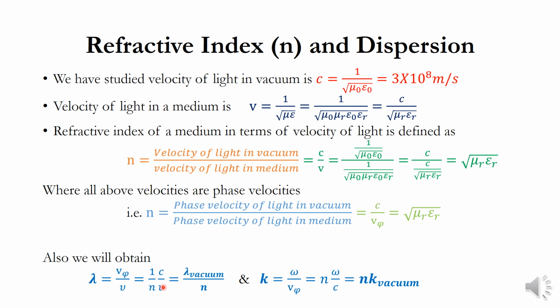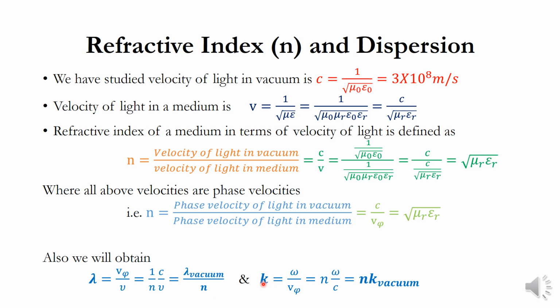Now we can replace this C by nu as lambda vacuum. We know that this C is the velocity of light in vacuum, this nu is the frequency of the light wave, so that the C by nu will be the wavelength in vacuum, so that this lambda in a medium can be written like this, lambda vacuum divided by n.